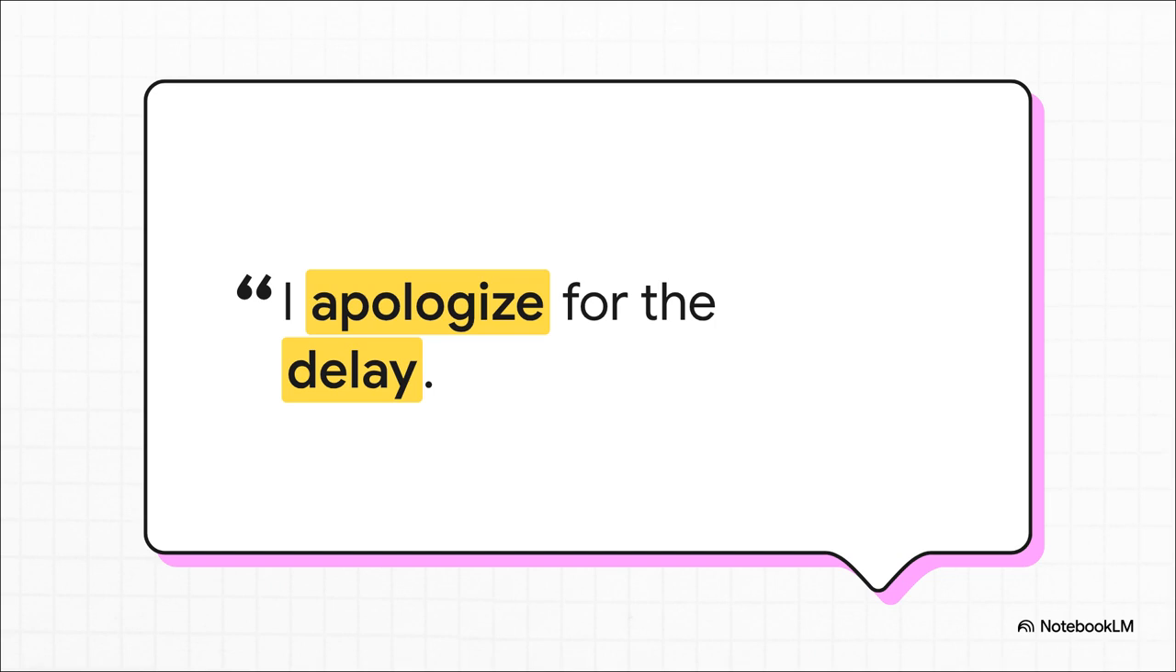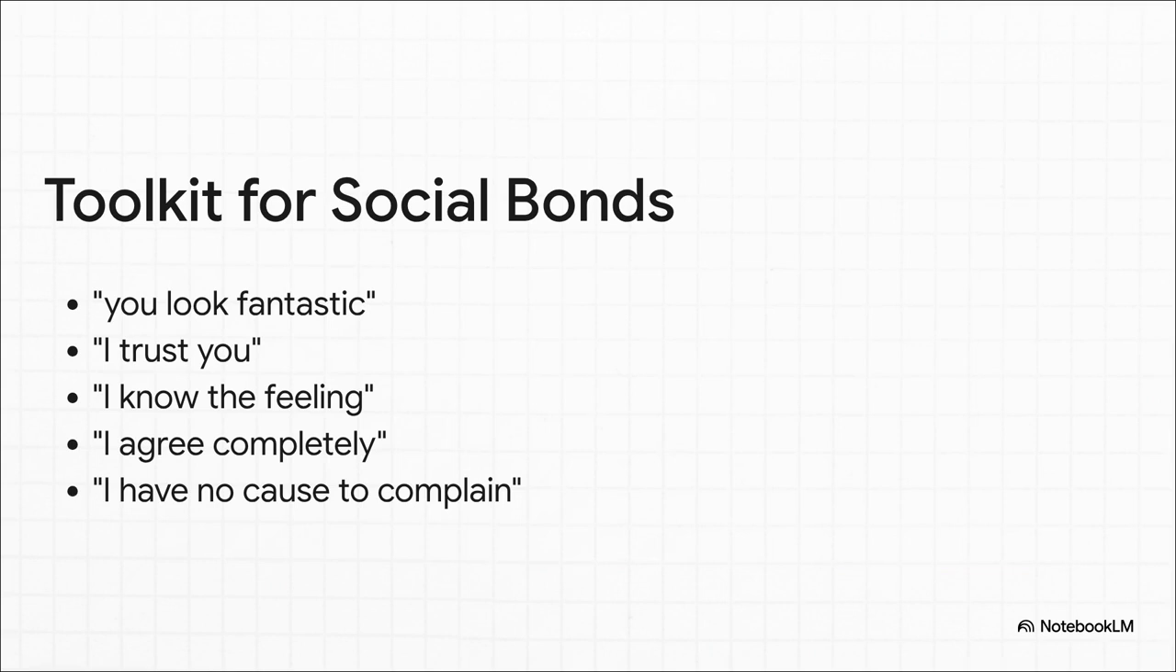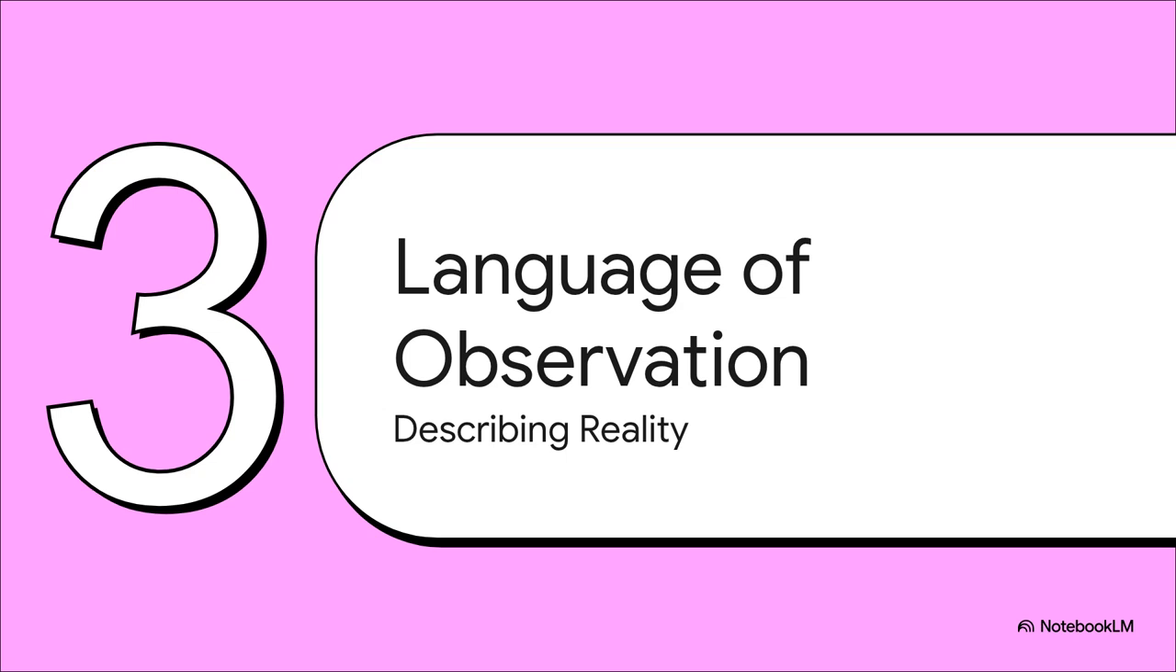It's a tool we use to maintain a positive connection even when things don't go perfectly. And our toolkit for connection is just huge. We give compliments to make people feel good about themselves. We express trust to make our bonds stronger. We show empathy with simple little phrases like, I know the feeling, just to validate what someone else is going through. None of these phrases are about making someone do something, but about making them feel something, and that feeling is connection.